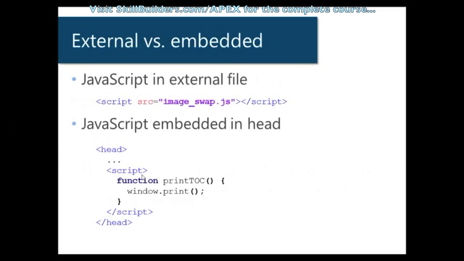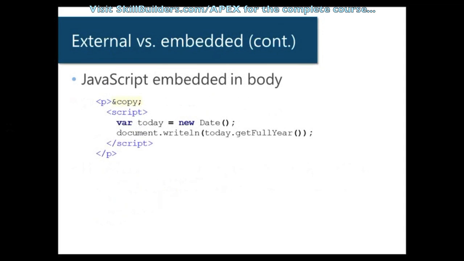Here you see, rather than a separate file, just some regular code embedded in the head section, again that print function. And finally, you see that you can embed JavaScript pretty much anywhere. This is another example in the body, accessing the date object and then writing that out to the document.